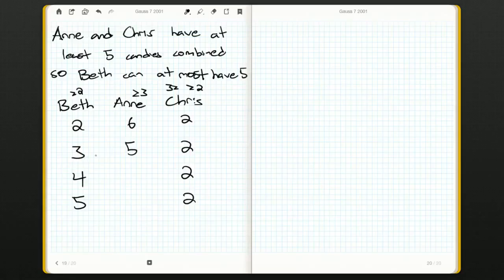If Beth's going to have 3 candies, we could give Anne 5 and Chris 2, and everything's still hunky-dory. Or Beth 4 and Anne 4, and Chris still gets 2, and that works out. It adds up to 10 candies. And finally, Anne gets 3 candies, Chris gets 2, and Beth gets 5. So Beth could have 2, 3, 4, or 5 candies. Each of these possibilities is perfectly valid and works for all our constraints.